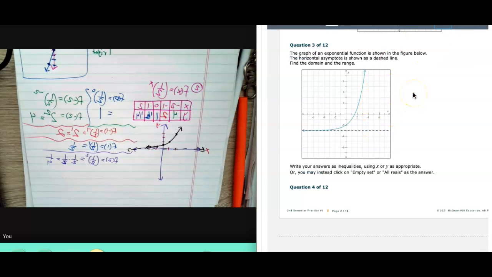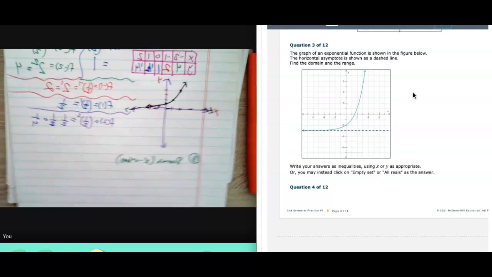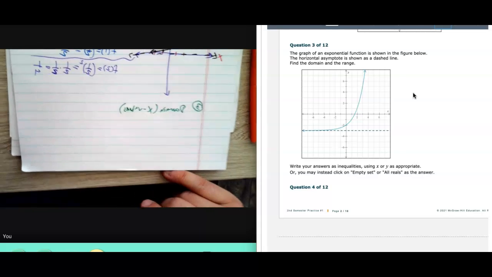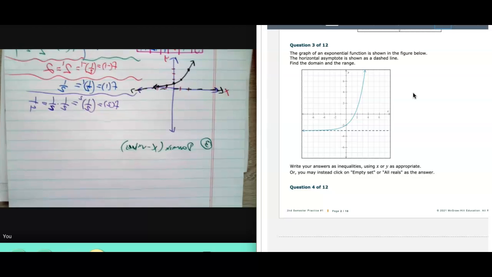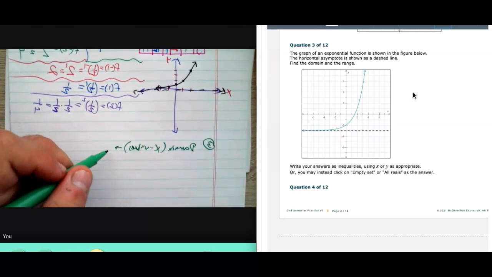Let's see what this one says. The graph of an exponential function is shown in the figure below. The horizontal asymptote is shown as a dashed line. Find the domain and range. Well, guys, the domain is simply the x values, right? What are all the possible x values, which you can interpret as how far left and how far right this graph will go?